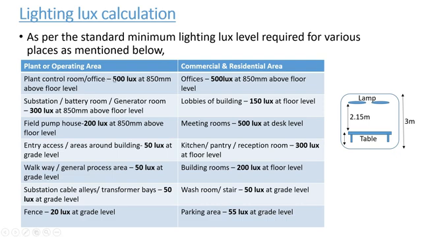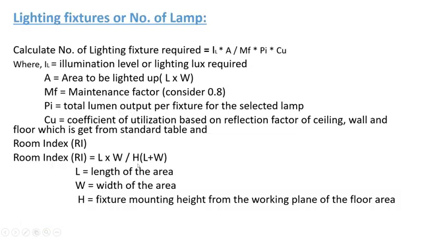For example, if you consider a lamp for the plant area, 500 lux at 850 mm. So this is our working area. This table is the working area. It is elevated from the ground 850 mm, so we need to subtract this 850 mm from the total height. The remaining height is 2.15 meters. We need to consider this height in the formula as H.